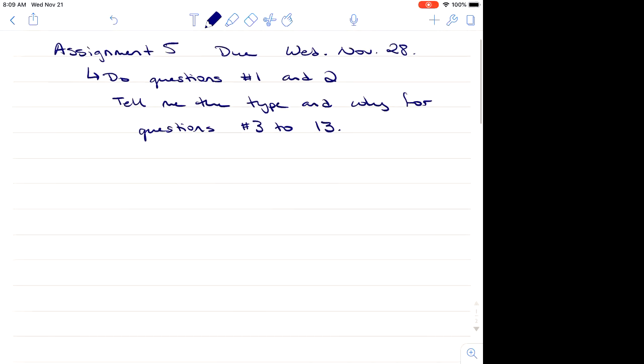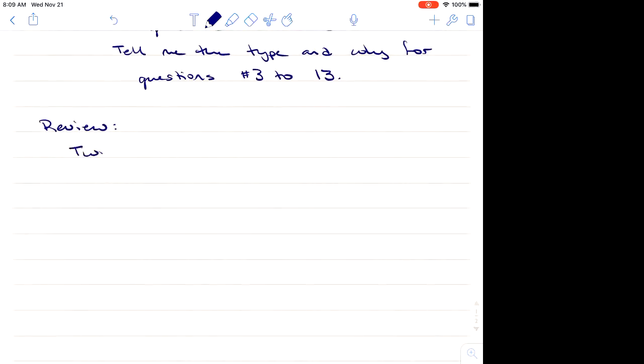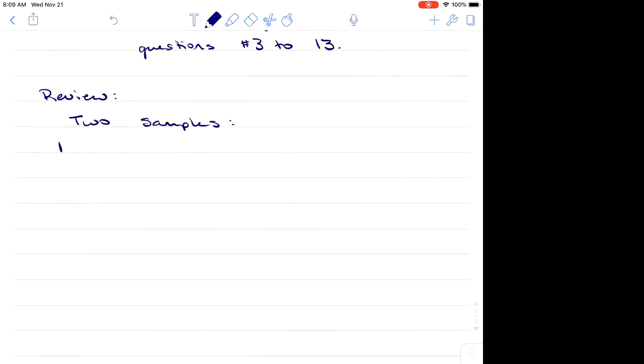Okay. So as a quick review, we talked about 2 samples. How we can collect 2 samples is, well, we could collect 2 observations on the same subject, making matched pairs, where we have 2 observations on the same subject.